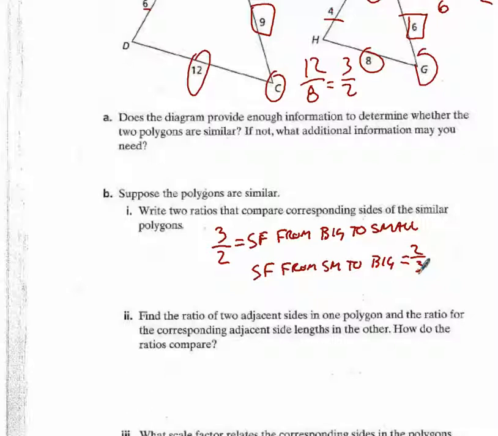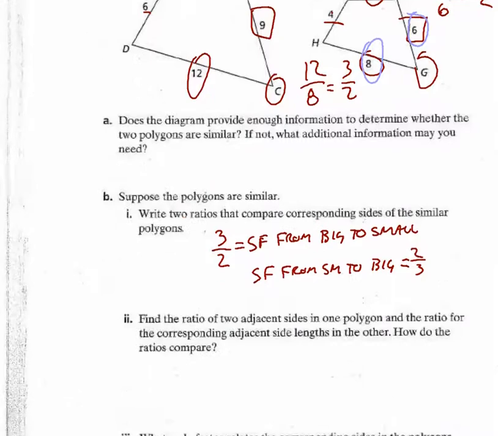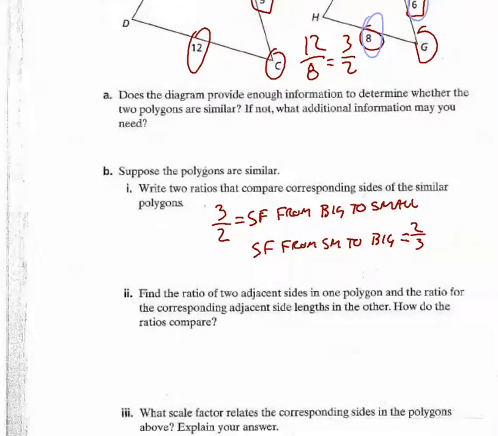Find the ratio of two adjacent side lengths. All right, so adjacent means next to each other, right? So I'm going to do this in a different color. So how about these two? These two are adjacent. So we have 6 and 8. So there's a ratio, and the corresponding ratio would be 9 over 12. And are these equal? Well, yes, they're equal, because they're both equal to 3/4.